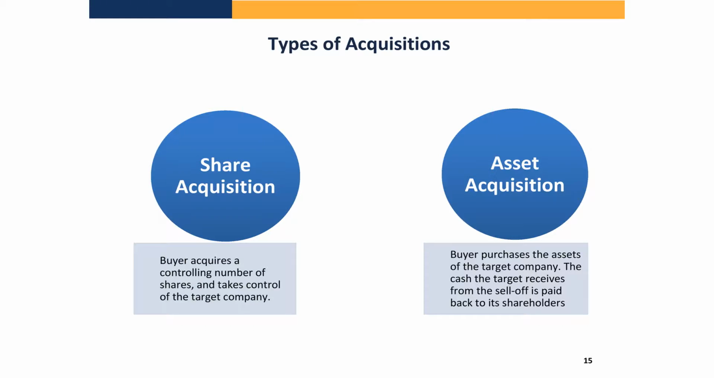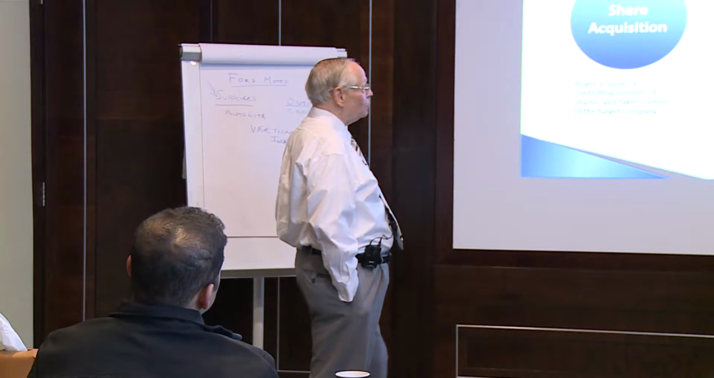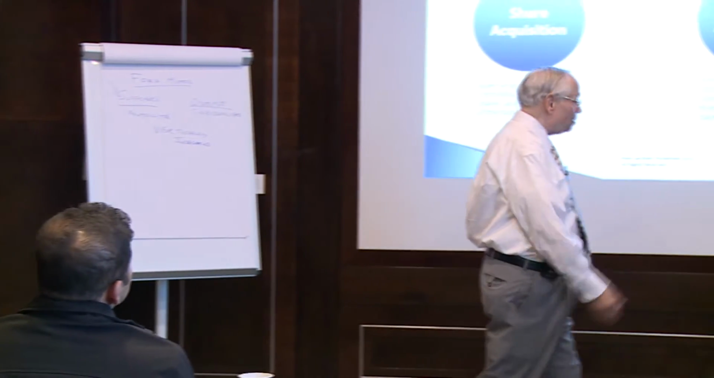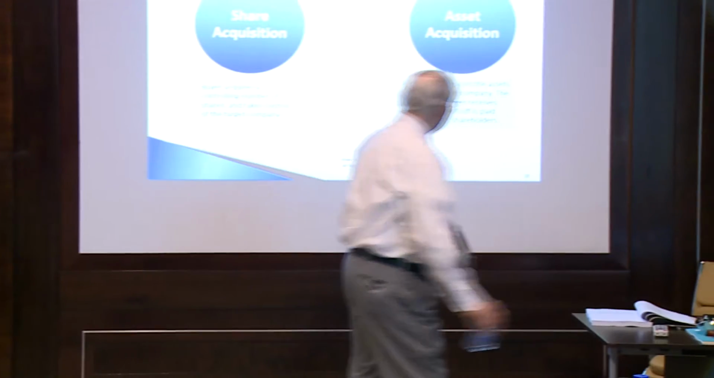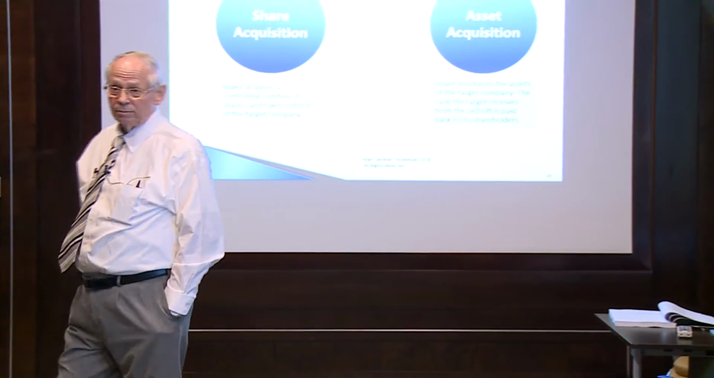Two types of acquisitions: share acquisition, where the buyer acquires a controlling number of shares and takes control of the target company, and asset acquisition, where a buyer will purchase the assets of the target company. The cash the target receives from the sell-off is paid back to its shareholders. So one is done through shares of stock, and the other is done through purchase of physical assets.